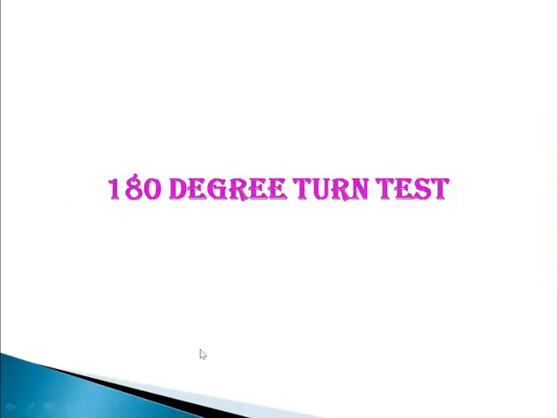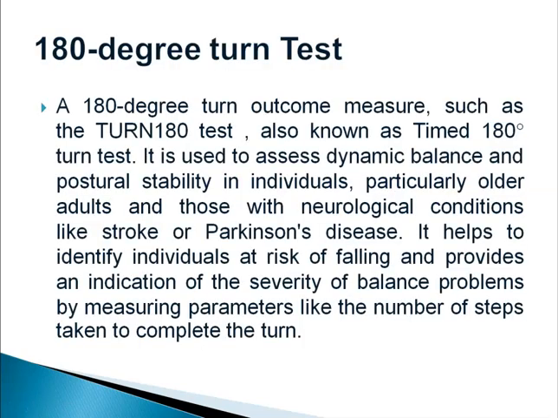In today's topic, I am going to talk about the 180-degree turn test. This 180-degree turn outcome measure is also known as the 180-degree turn test, also known as the timed 180-degree turn test. It's basically used to assess dynamic balance and postural stability in individuals, particularly in neurological conditions like stroke or Parkinson's disease. It helps to identify the individuals who are at risk of falling, and provides an indication of the severity of the balance problems.